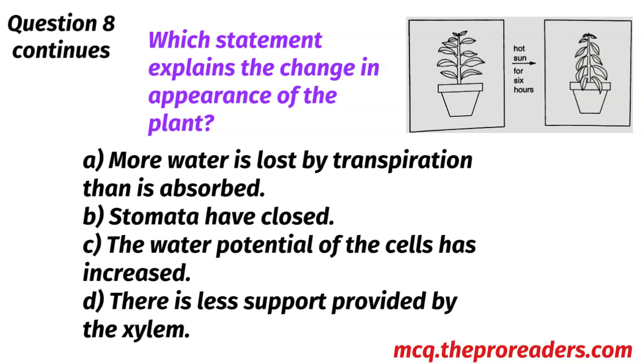A. More water is lost by transpiration than is absorbed. B. Stomata have closed. C. The water potential of the cell has increased. D. There is less support provided by the xylem. Option A, more water is lost by transpiration than is absorbed, is the correct answer.